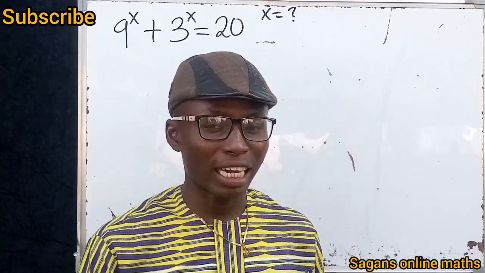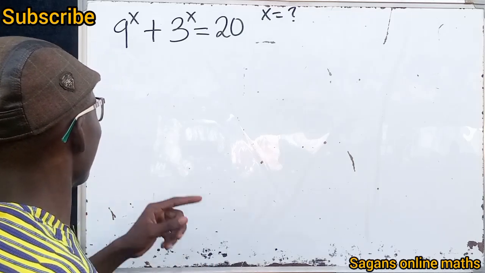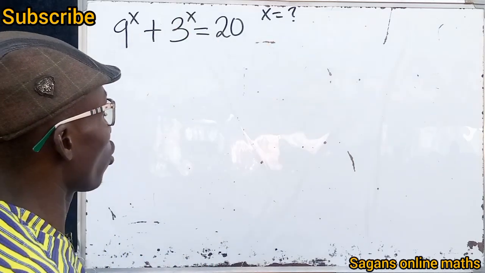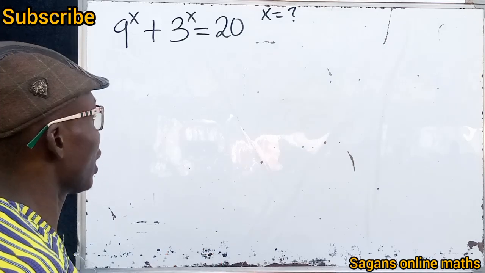Let's solve this question together. Now look at what we are given. We are given that 9 raised to the power of x plus 3 raised to the power of x equals 20. We are asked to find the value of x. This question is very simple as ABCD.